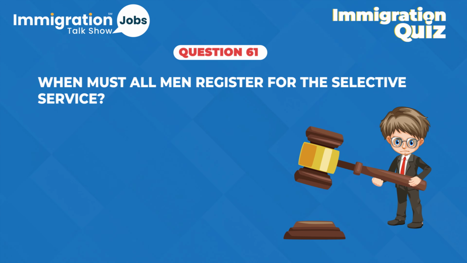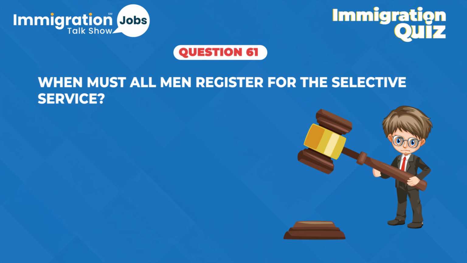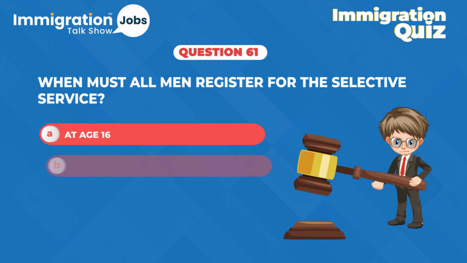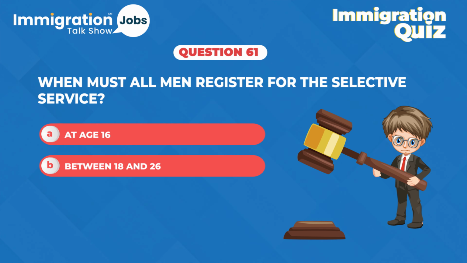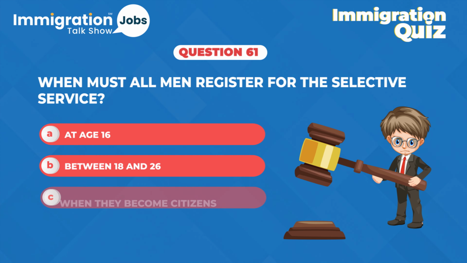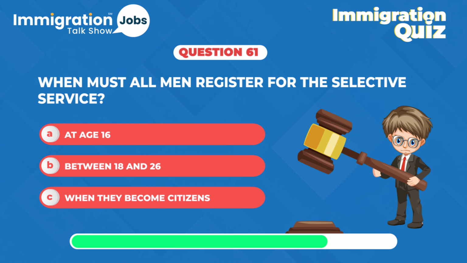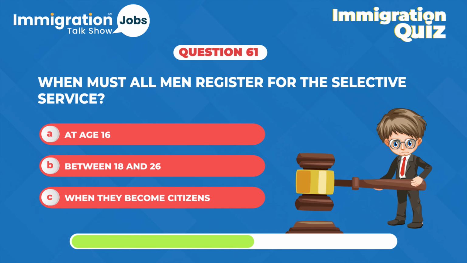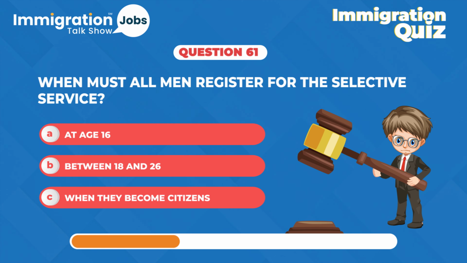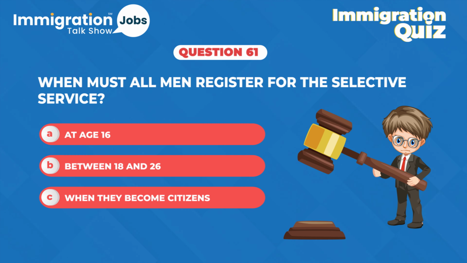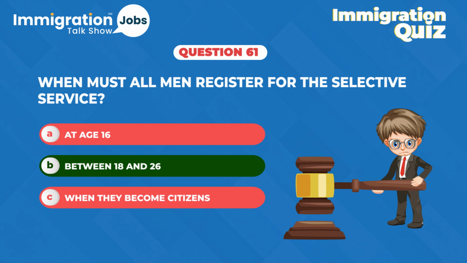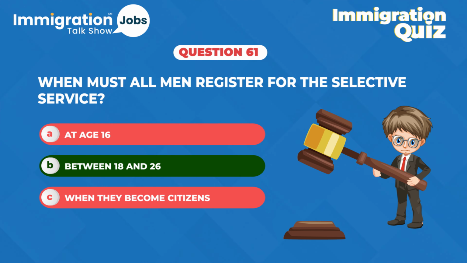When must all men register for the selective service? Option A, at age 16. Option B, between 18 and 26. Or option C, when they become citizens. And the correct answer is option B, between 18 and 26.